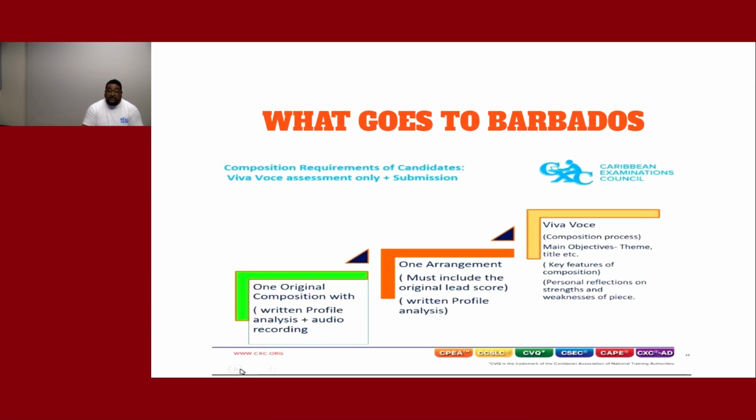Next thing you may ask, what exactly should be prepared to go to Barbados? Of course, we know that there's a section of your paper two that goes directly to Barbados, right? So the composition requirements of candidates are the viva voce, which you'll hear a lot more of. Viva voce is a small interview between you and the examiner, and your submission of your compositions.